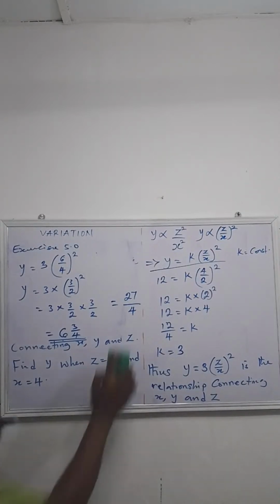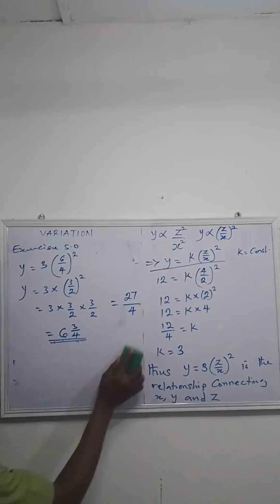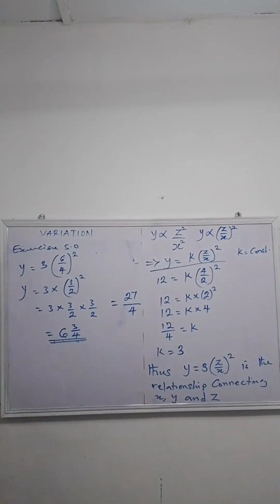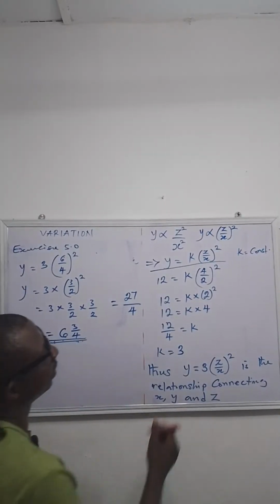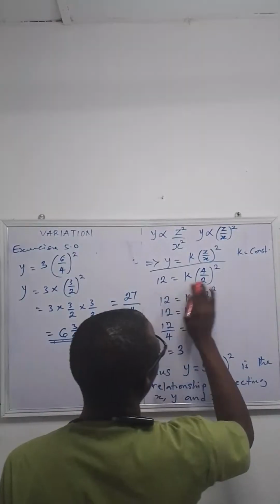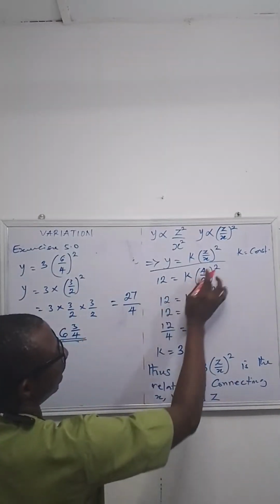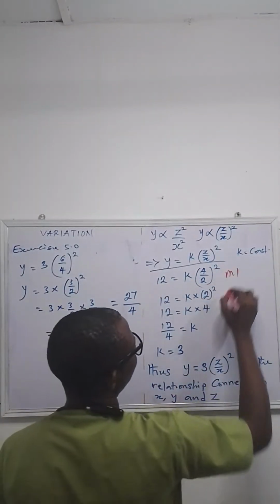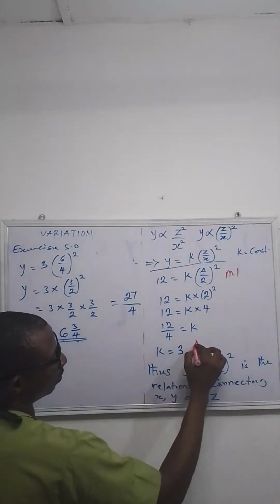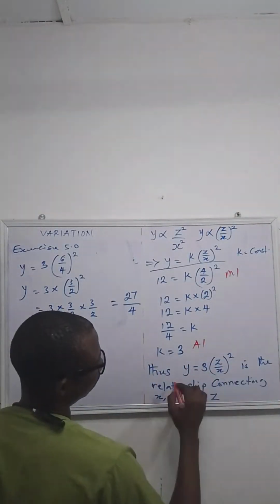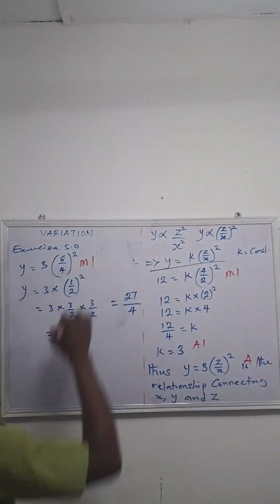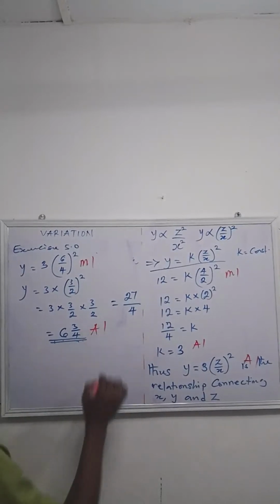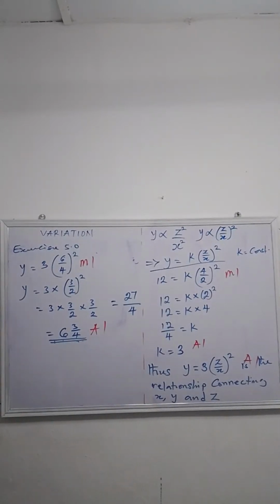All right, so I want to believe we all understand the solution to that problem. So how do we award marks? The first thing, for substituting the values of y, x, and z, we have M1. For getting the constant, we have A1. For the connecting formula, A1. Substituting correctly, M1, and for getting the correct answer, we have A1. So that is the answer to the problem.